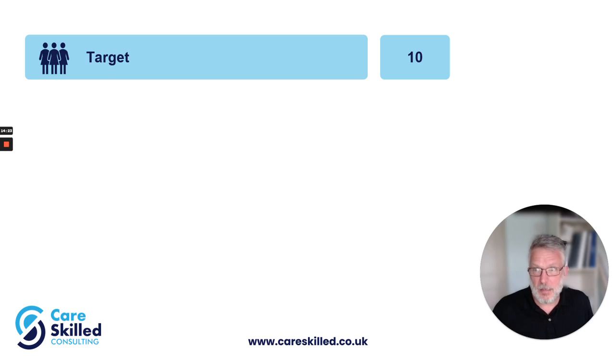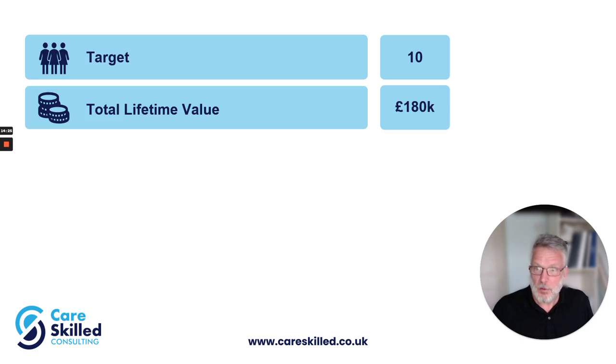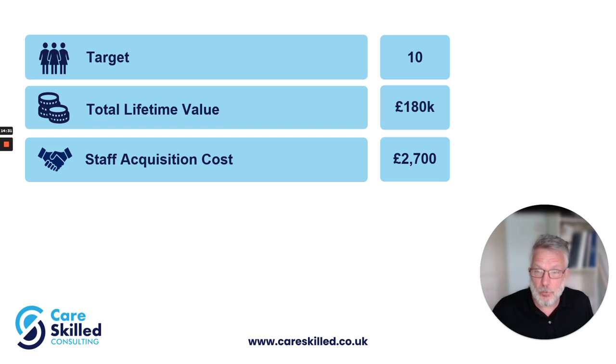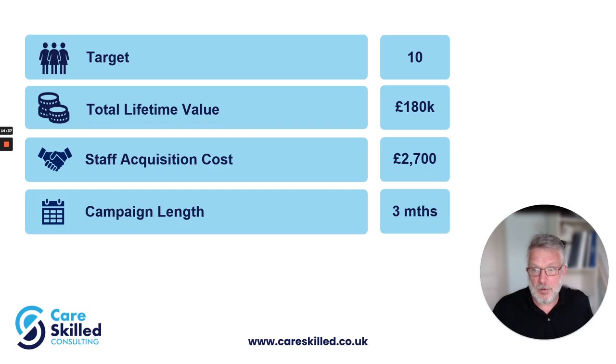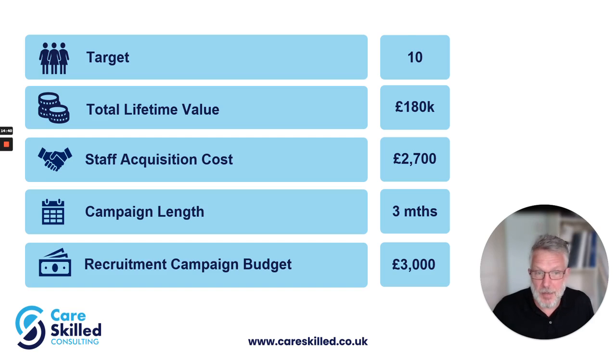So our target, in summary now, our target 10. Total lifetime value for that 10 is 180,000. These are the things we've calculated. Staff acquisition cost is 2,700. That's for the 10. These are all for the 10 now. The campaign length is 3 months, and the recruitment campaign is 3,000. So we've now got these key numbers that we can start using to budget and to start creating our recruitment campaign, and we can start measuring things. These are the basic numbers that you need to know.